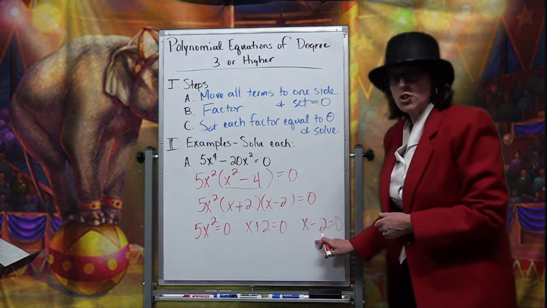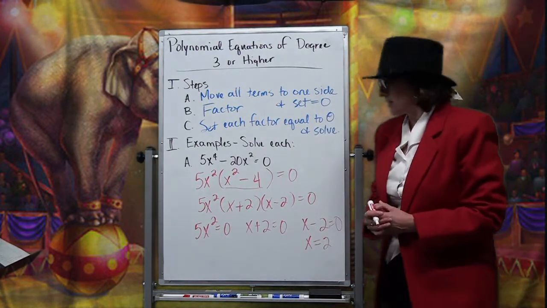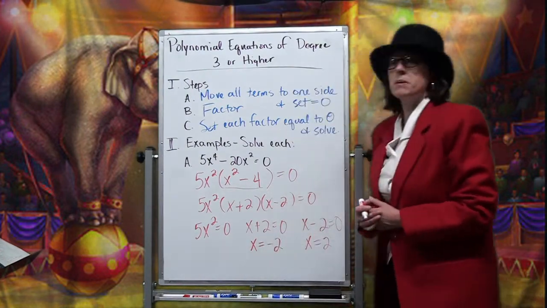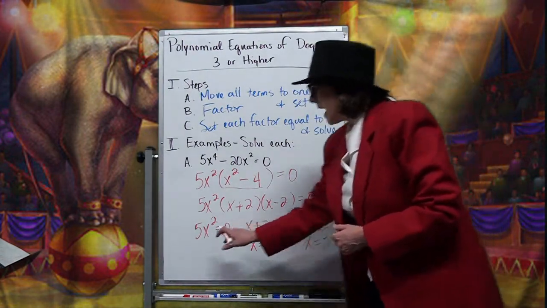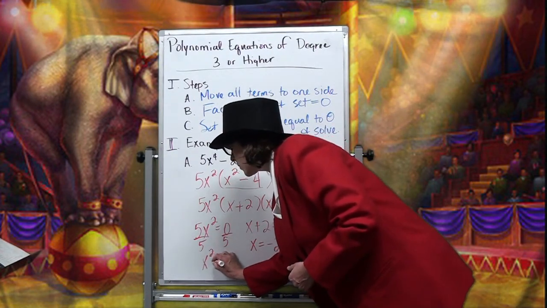Now if the x minus 2 is the 0, then that means my x is going to be a 2 because I'm just going to add 2 to both sides. If my x plus 2 is the 0, then my x would be a negative 2 because I'm going to subtract 2 from both sides. And here, if I divide by 5, I get x squared equal to 0.